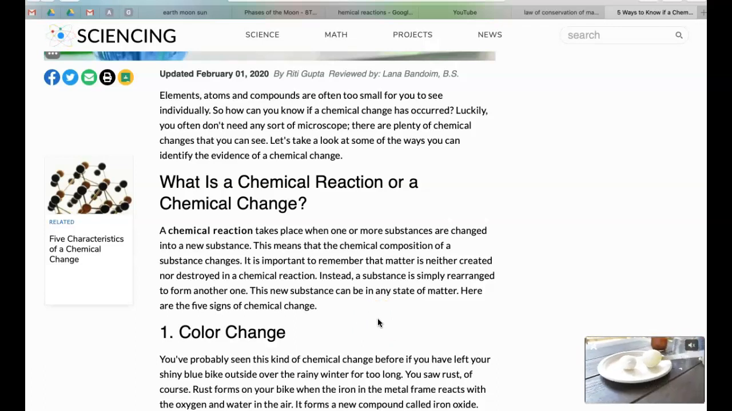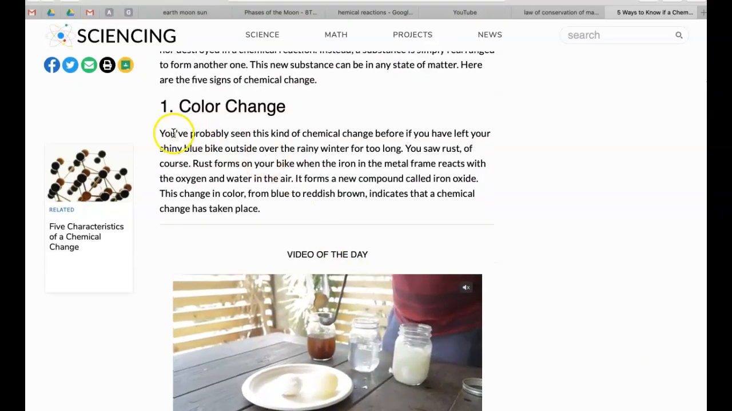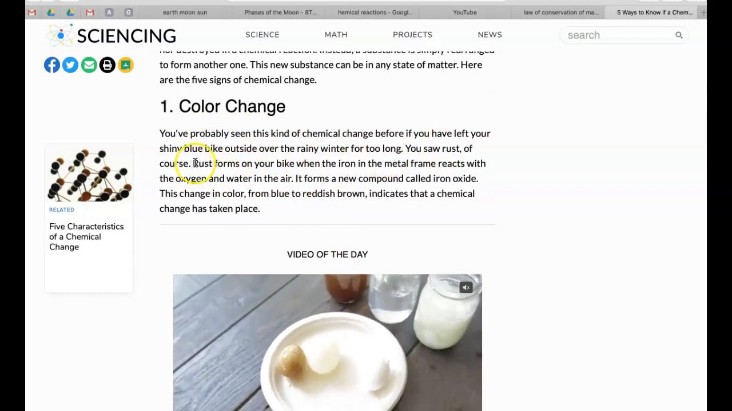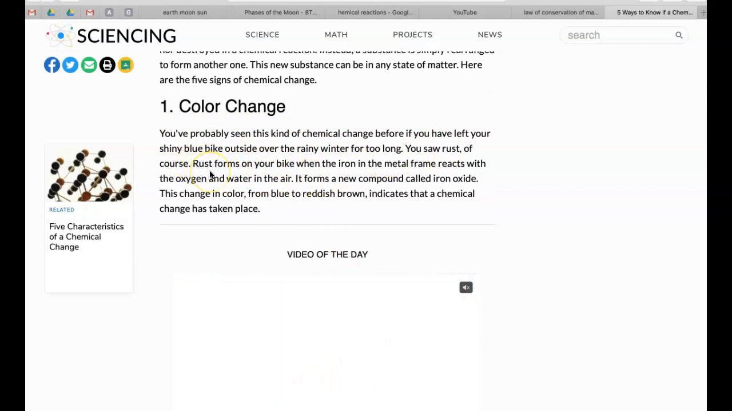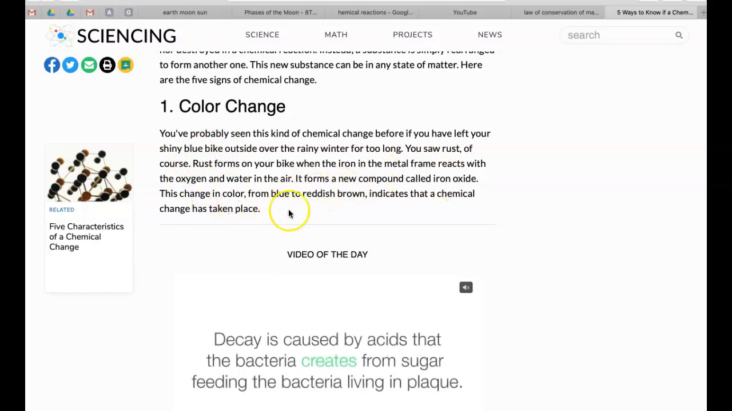Here are the 5 signs of a chemical change. Color change. You've probably seen this kind of change before. Rust, right? Rust is an easy one. It goes from a regular iron color to that orange, distinct, everyone knows what rust looks like thing. Forms a new compound called iron oxide.